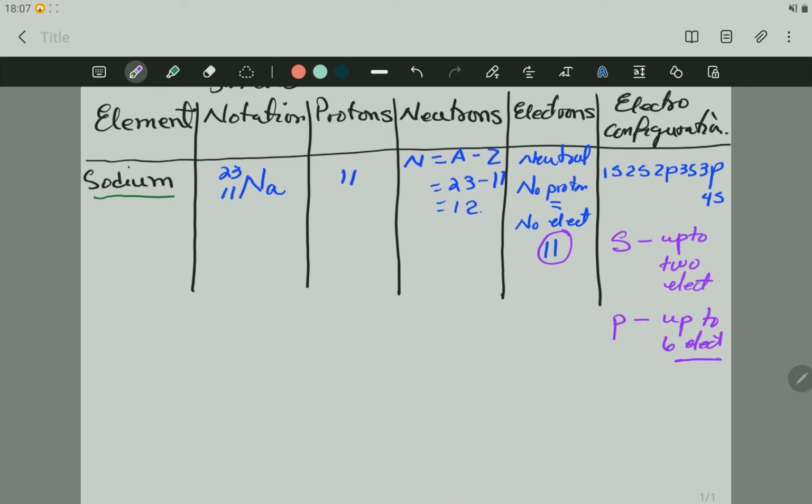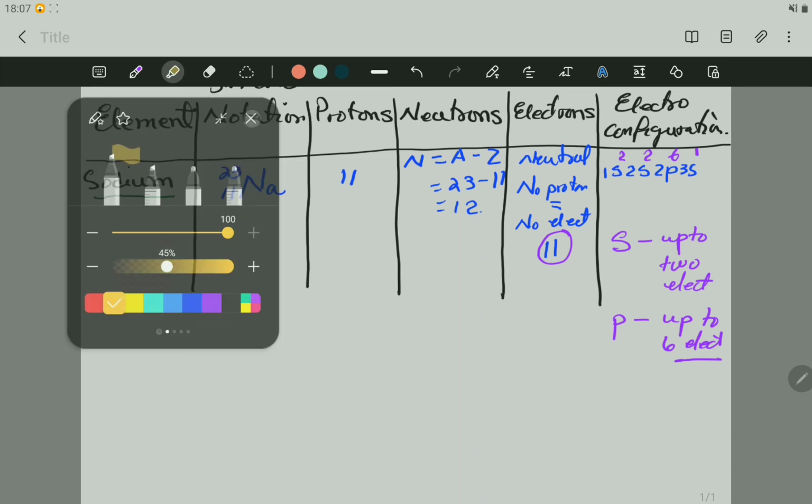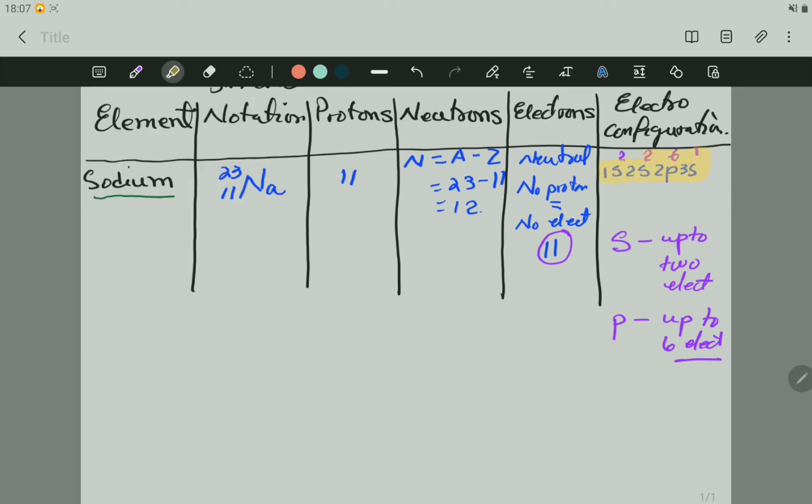Okay, so here 1s², 2s², 2p⁶. Now we have 2 plus 2 is 4, plus 6 is 10. We have 1 electron left, so it's 3s¹. So that will be the electron configuration. This is not needed here. It's up until there. That will be the electron configuration for this specific question. This one here is the electron configuration for sodium.